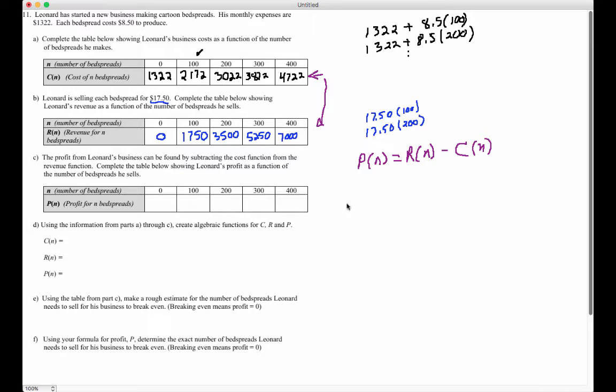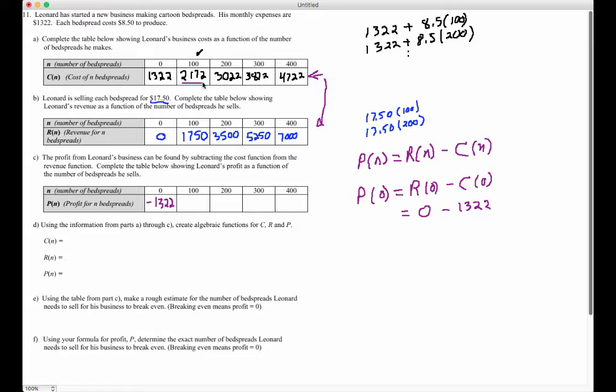Okay, so for the first cell, P of n would be P of 0, and P of 0 is going to be equal to R of 0 minus C of 0. Okay, well, R of 0 was equal to 0, and C of 0 was equal to 1,322. So that means our profit would be minus 1,322. We'd have a loss of $1,322. Okay, so moving along in that same fashion here, we're going to take our revenue and subtract costs from it.